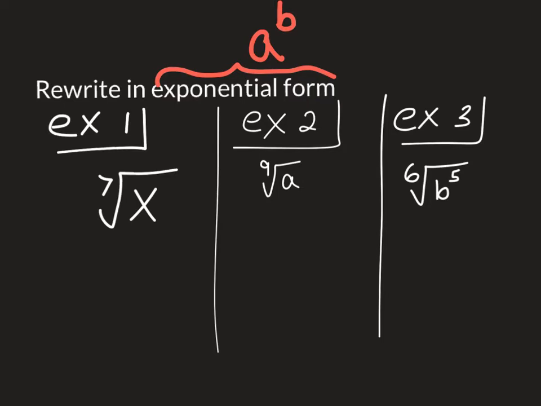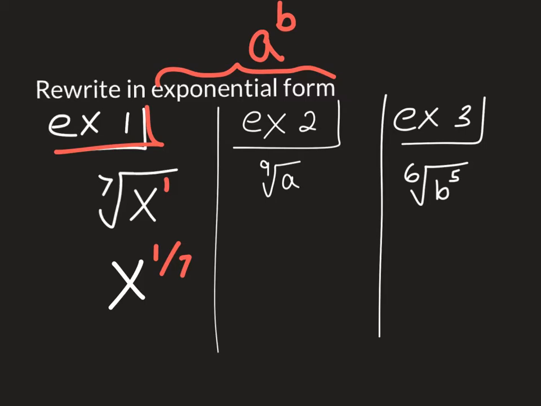So that's exponential form. Okay, so for example 1 here, let's think about this x on the inside. So it's just an x by itself, but that's 1x, or really it's x raised to the first. And when I write something from radical form into exponential form, what I do is I keep the exponent that was attached to the variable, and the number that's outside this radical, 7 in this case, is going to move all the way to the denominator of the original exponent.